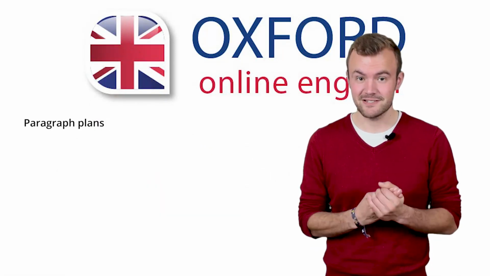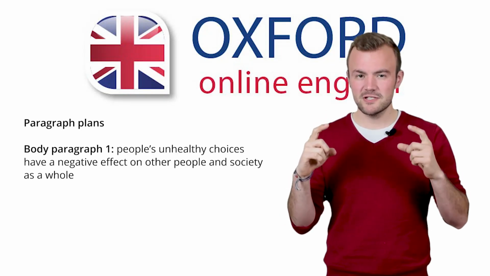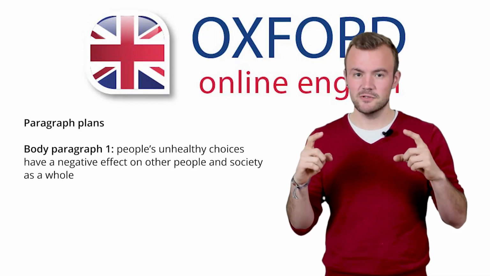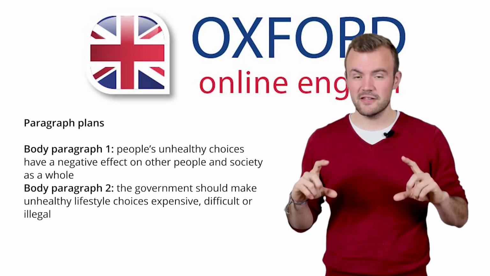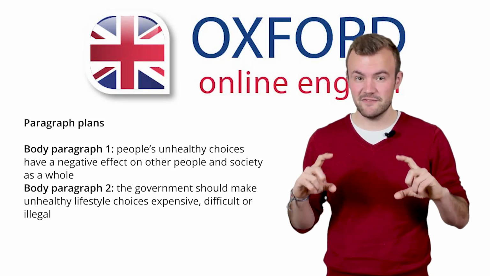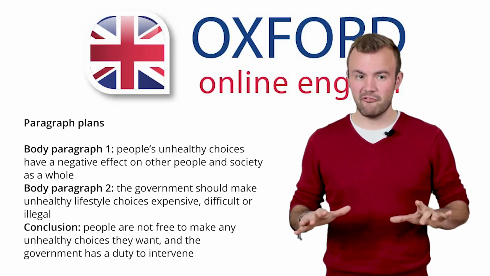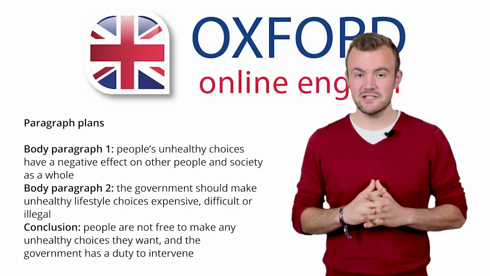Here's another possibility. Body paragraph 1. People's unhealthy choices have a negative effect on other people and society as a whole. Body paragraph 2. The government should make unhealthy lifestyle choices expensive, difficult, or illegal. Conclusion: people are not free to make any unhealthy choices they want, and the government has a duty to intervene.